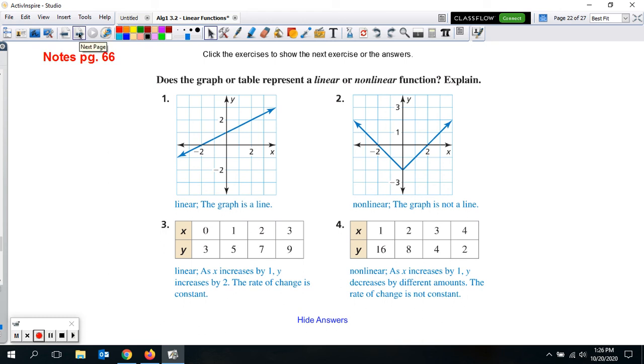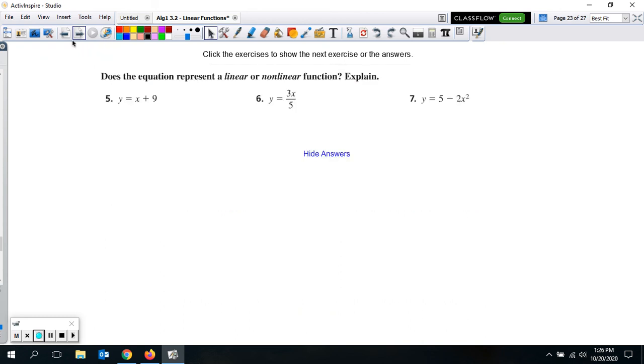Now you get a number 5 to 7 on this next one. So again, number right there, the same place, just number 5 to 7 now, underneath where you did 1 through 4, or next to it. And now we're going to look at the equations. So this one, you're going to be asking the question, does the equation here represent a linear or nonlinear function? So go ahead and answer those, pause the video, and then I'll show you the answers to 5 through 7.